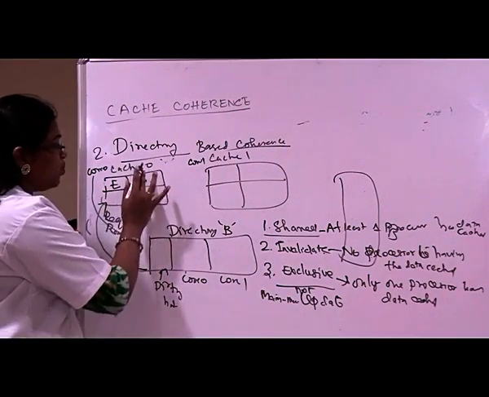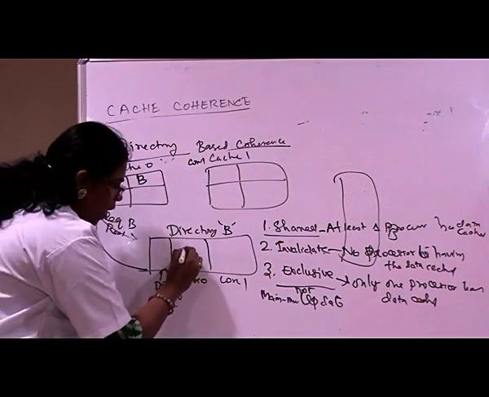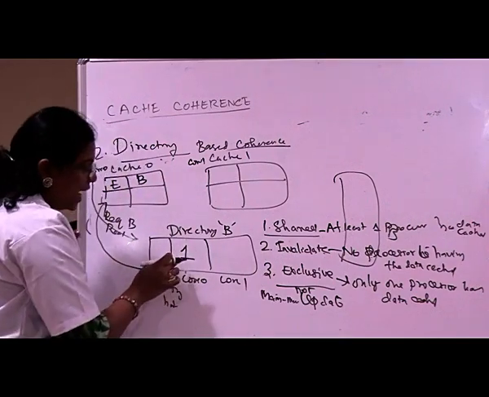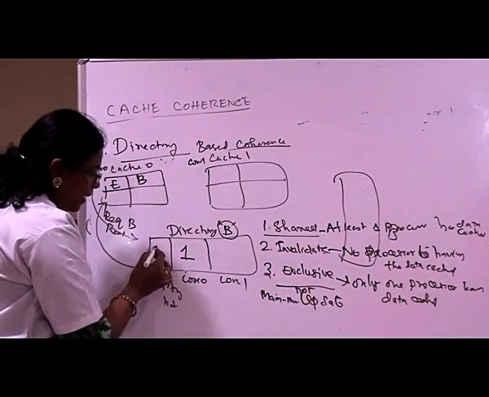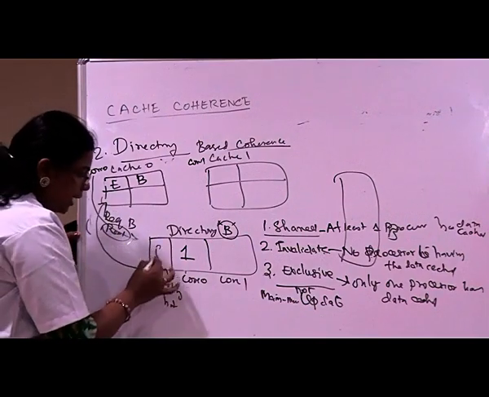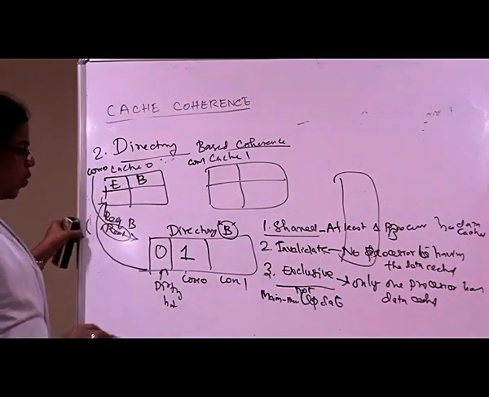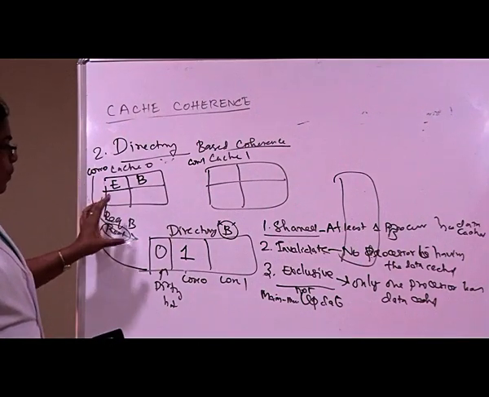Now the cache of core 0 has the block B. So I have to set that field to 1 because core 0 now has the block B. The dirty bit will be 0 because no write is happening; it has only sent a read request. This is what happens when the read request comes from core 0 for the block B.